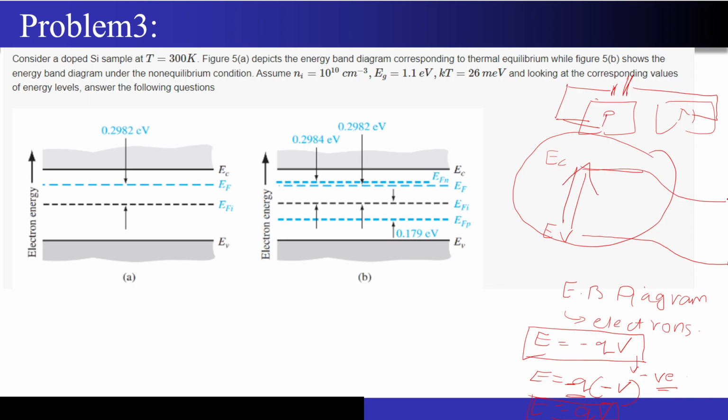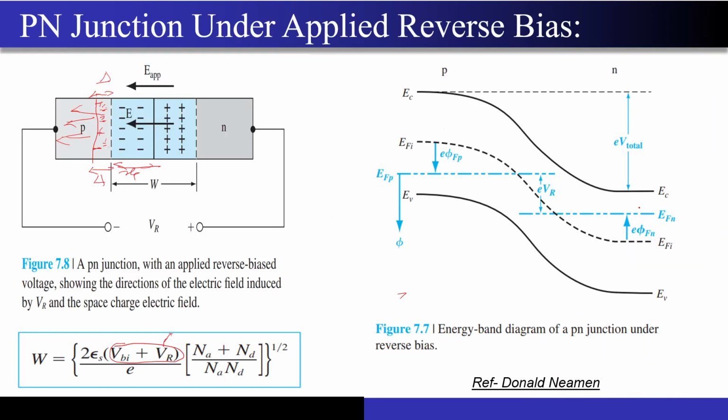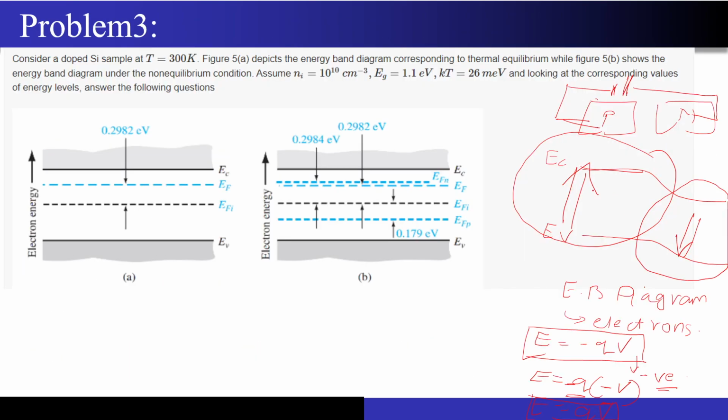And if you look at it in a similar way, this N side will actually move down. Let's see if it makes sense. Initially you only had Q times VBI, right? Now it became Q times VBI plus VR, correct? If you look over here, the left side is moving up and the right side is moving down.